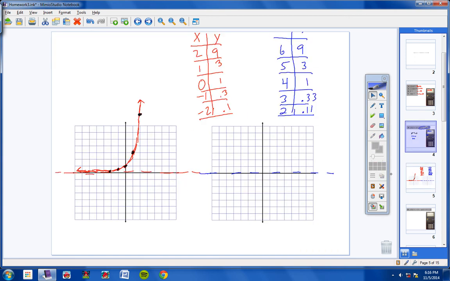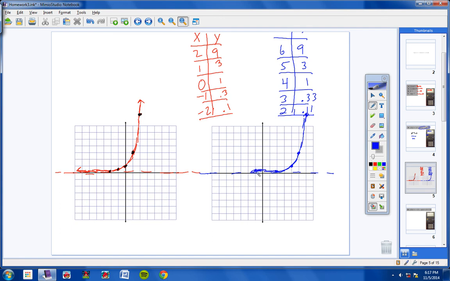There we go. And here we go. Let's plot those points. So 6, 9, right here. And then 5, 3, right here, and then 4, 1, and then 3, 0.33, right here. So here we go. It's going to go like this. It's going to shoot upward to this right here and keep going onward.